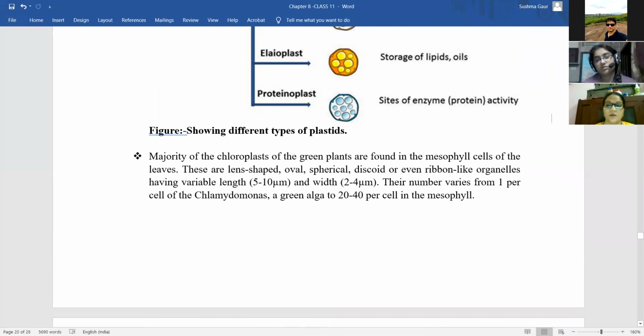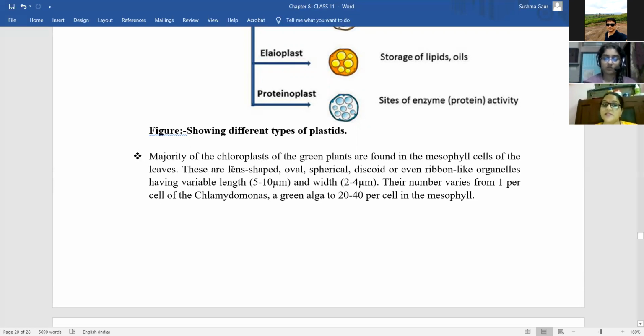Okay, fine. So the majority of chloroplasts of green plants are found in the mesophyll cells of the leaves. The leaf consists of different types of cells, but the mesophyll cells contain most of the chloroplast. So if it is asked which portion of the leaf is responsible for photosynthesis, you have to say mesophyll cells, because they contain the maximum amount of chloroplast.